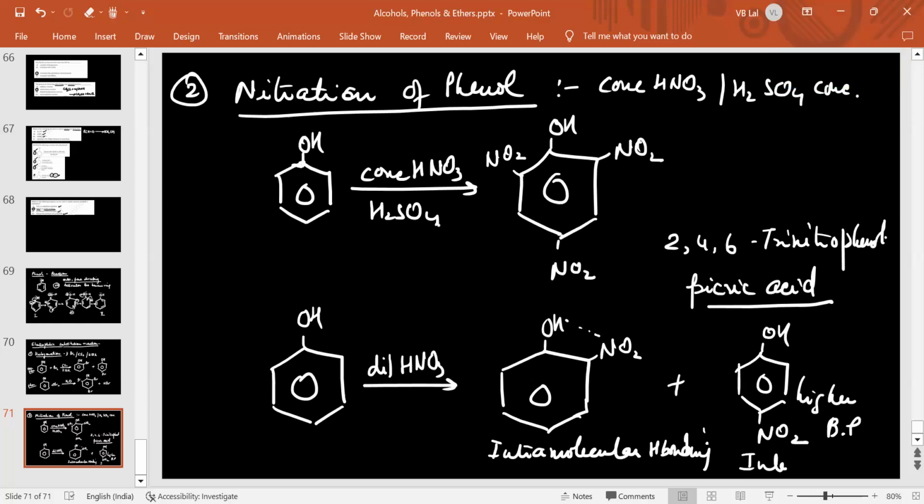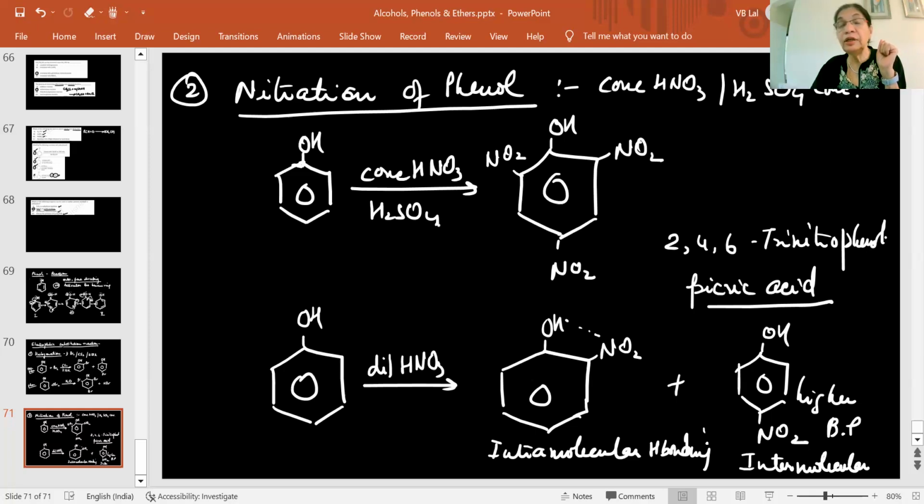The boiling point of orthonitrophenol is lower because within the molecule there is hydrogen bonding. So there is no intermolecular hydrogen bonding. But here there is intermolecular hydrogen bonding, so you need to give it more energy to separate. So the boiling point is higher.